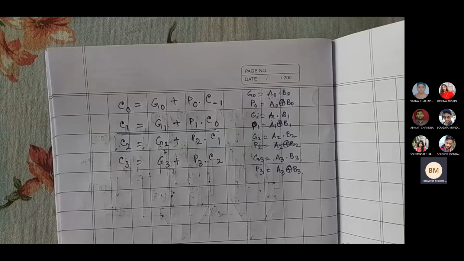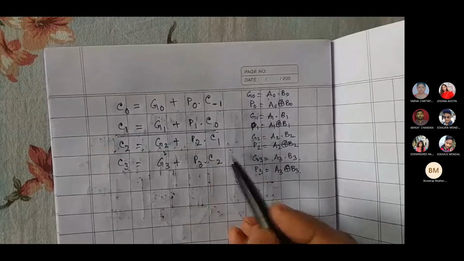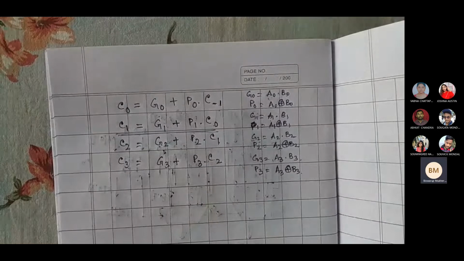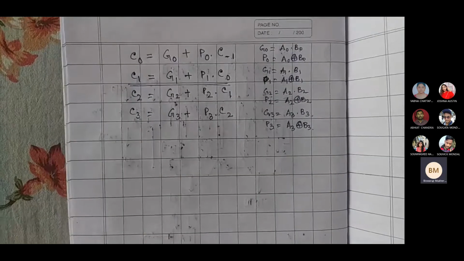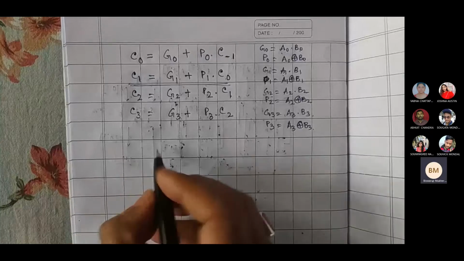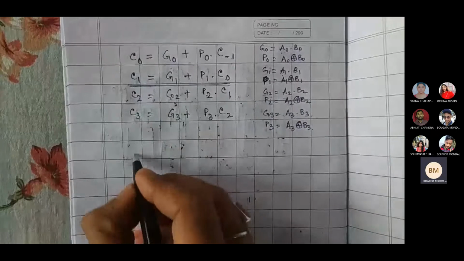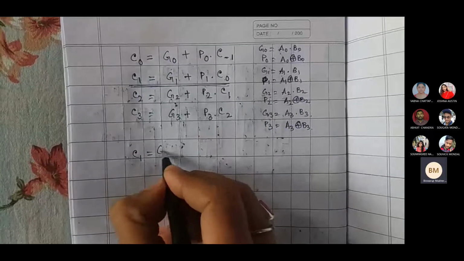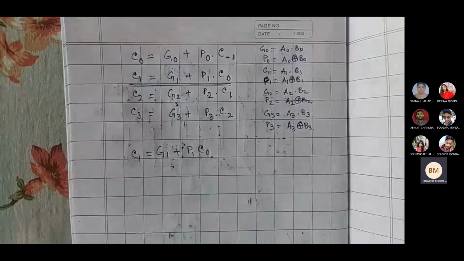But what about the next one? C1, C0. What have I written? C minus 1, C0, C1, C2. Let's try to find out that one. How can we write down this thing? So let's start with C1 first. This term C1, what did we get for C1? It is nothing but G1 plus P1 C0.